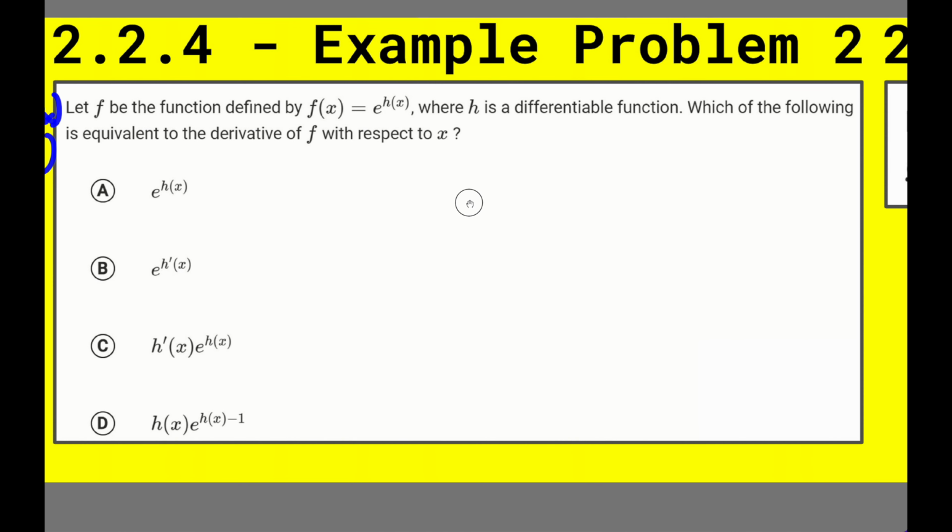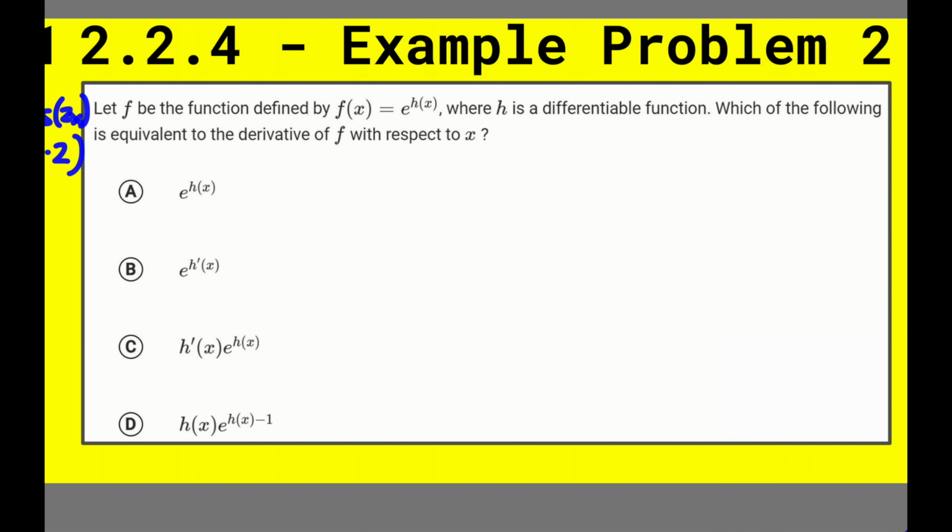Okay, the next one, example problem number 2. Let f of x be defined as e to the h of x. Right now you should see that h of x is buried inside of that base e function. So it's inside of it. It's not adding, subtracting, multiplying, dividing. It's just the exponent inside of that base e function.